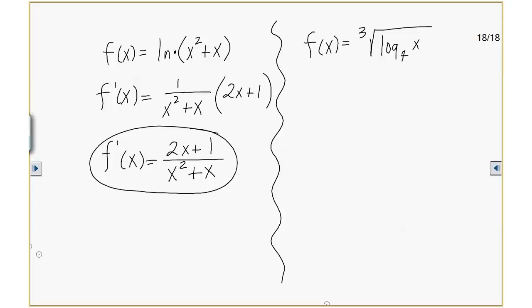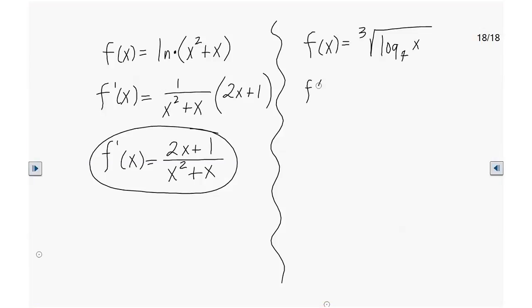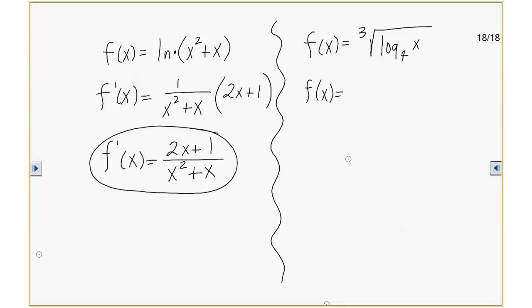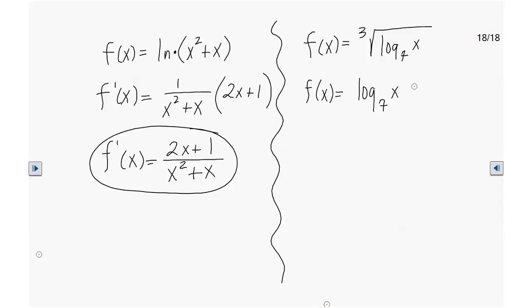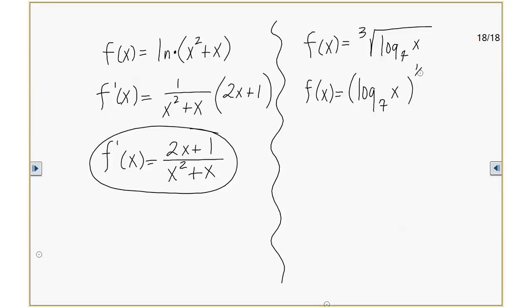So the first thing we're going to do here is what? Really radical. Rewrite. Log base 7 of x raised to the what? 1/3. For those of you who are sitting there staring at it, go ahead and do the chain rule with the logarithmic rule, because this is the log with a different base of a function or a variable. So you're going to have to do that.